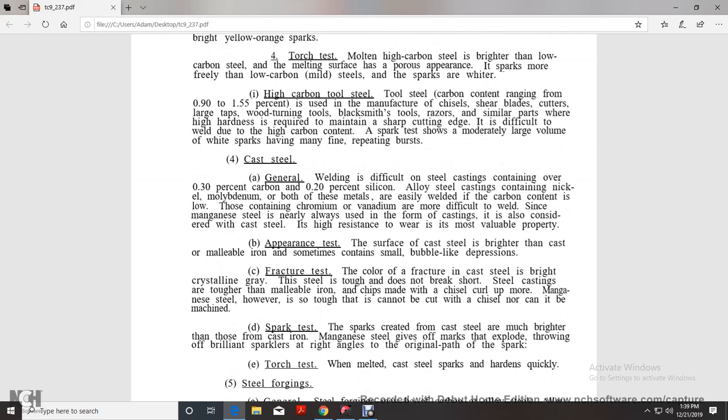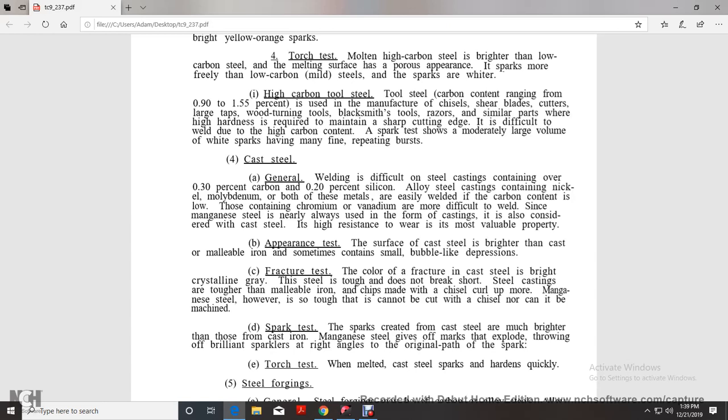High carbon tool steel has a carbon content ranging from 0.9 to 1.55%. It is used for manufacturing chisels, shear blades, cutters, large taps, wood turning tools, blacksmith tools, razors, and similar parts where high hardness is required to maintain a sharp cutting edge. It is difficult to weld due to the high carbon content. The spark test should show a moderately large volume of white sparks having many fine repeating bursts.